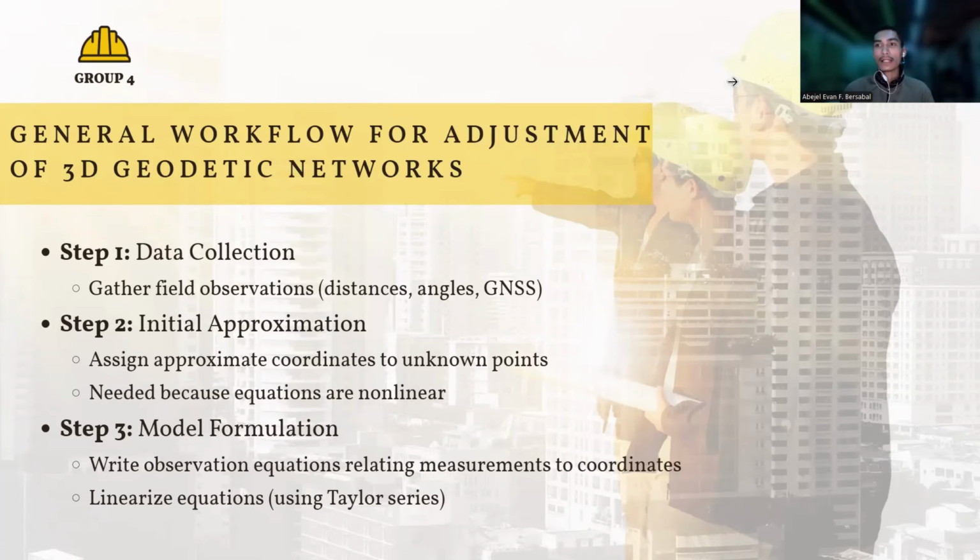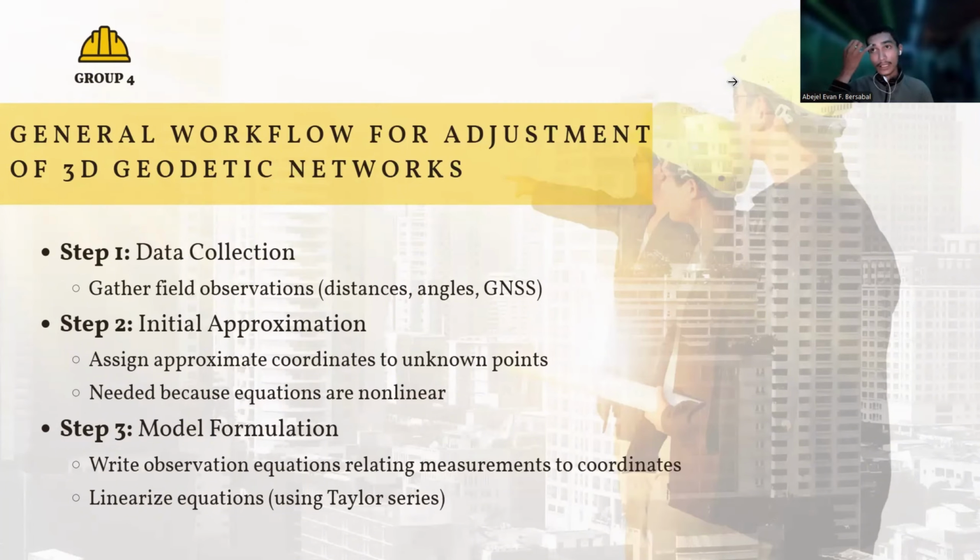So we have 7 steps in this. Step 1 is data collection. In this stage, we gather all field observations such as distances, angles, and GNSS data. These measurements serve as the foundation of the entire adjustment process, so accuracy and completeness are critical.